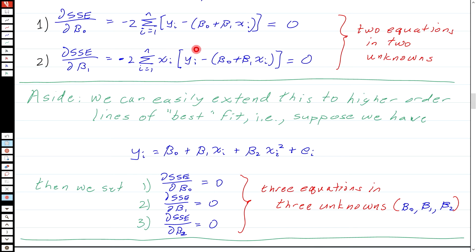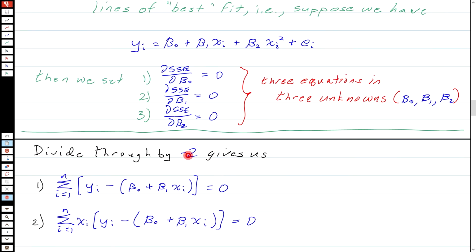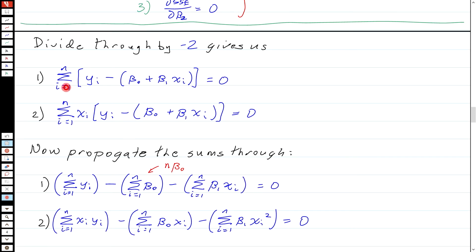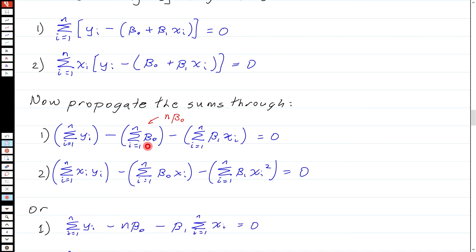We have these two derivatives up here. We first of all divide through by minus 2, and that gets rid of the minus 2 up front, and I'm left with these two equations. Now I'm going to just propagate the sums through each of these equations. So I've got the sum i equals 1 to n of yi minus the sum i equals 1 to n of beta naught minus the sum i equals 1 to n of beta 1 xi, and similarly for the second equation. So I see these sums coming up here. First of all, the sum of beta naught i equals 1 to n is just beta naught plus beta naught plus beta naught n times. So this is, of course, just n times beta naught.